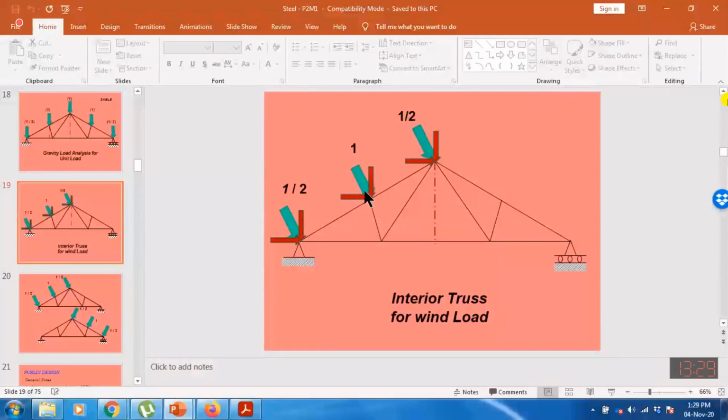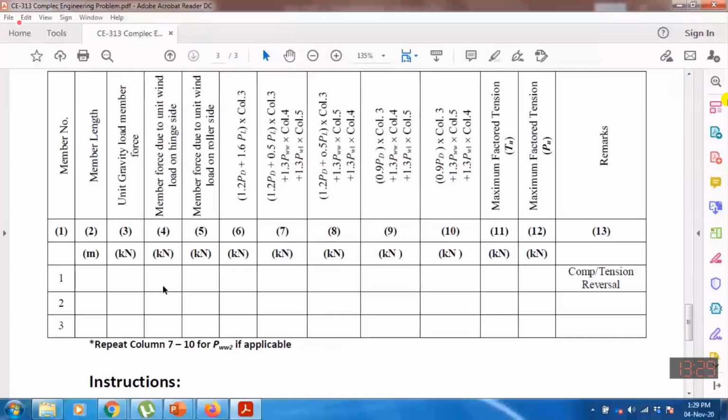All interior panels will be subjected to 1 wind load and exterior half. So when you apply load only from this side, you will have forces in different members, either compression or tension. Then you will substitute this value: if the forces are tensile, you put a positive sign with the magnitude. If the forces are negative, then you substitute negative.